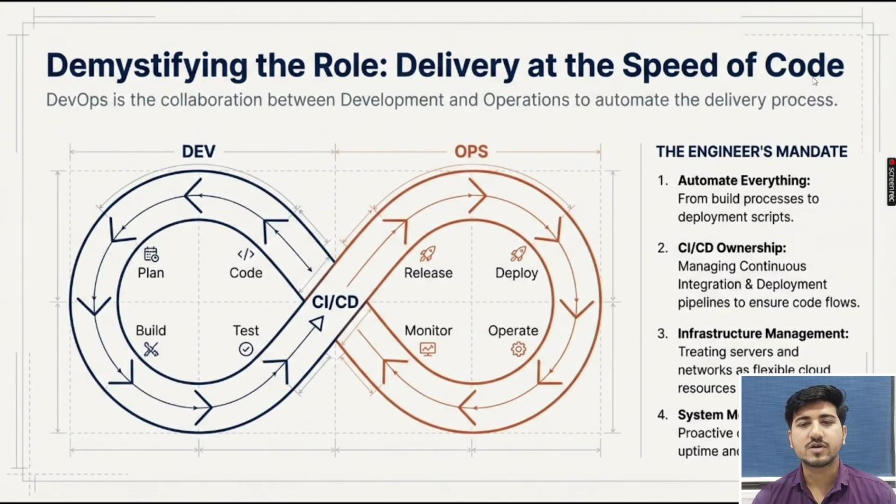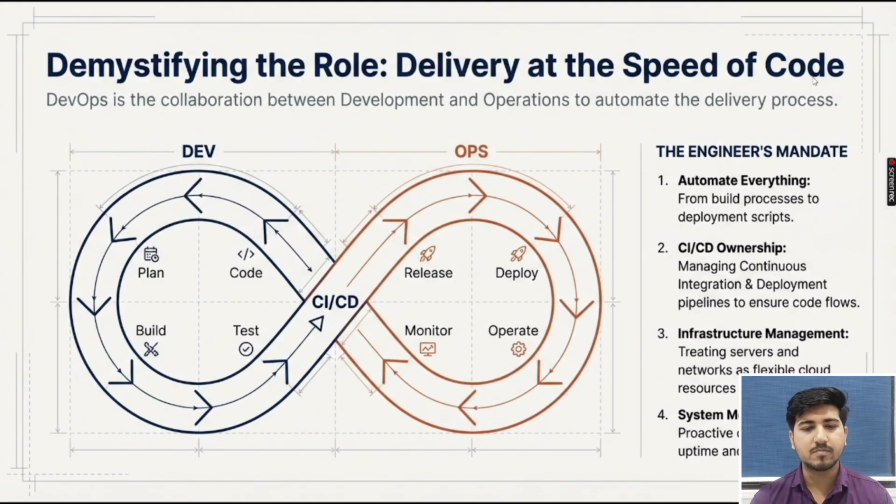We are going to understand how the transition from developer to DevOps is going to happen, what will be the speed of your code, and how DevOps is the integration of both things. You can see here, DevOps is the collaboration between development and operations to automate the delivery process. DevOps is the combination of automation between the development part as well as the operation part, to automate the different types of processes in your project. So over here, Dev plus Ops, that is DevOps. Both the development and the operational parts are considered.